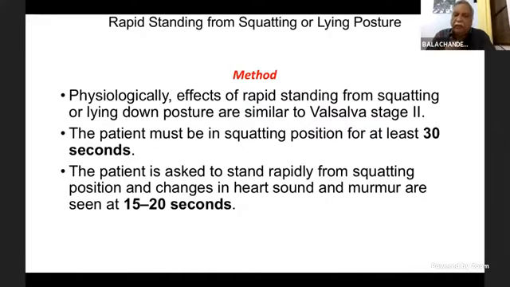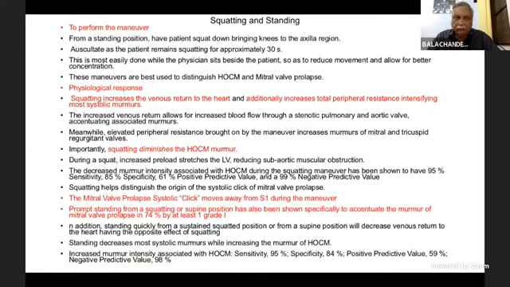In one of the PG entrance programs, they asked how many seconds it takes for these changes to occur. It is 15 to 20 seconds. So rapid standing from squatting or lying down. In fact, some examiners say the examiner also has to sit and stand along with the patient. But anyway, the important thing is stand, squat, stand. That's an important thing for dynamic auscultation.